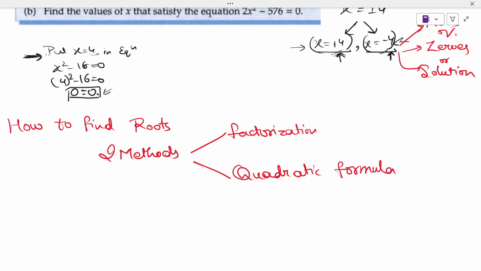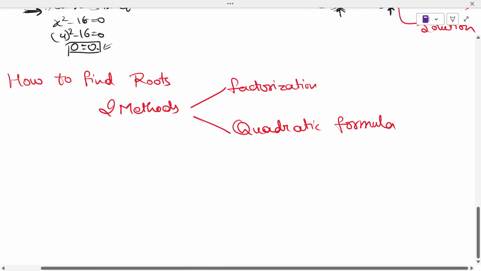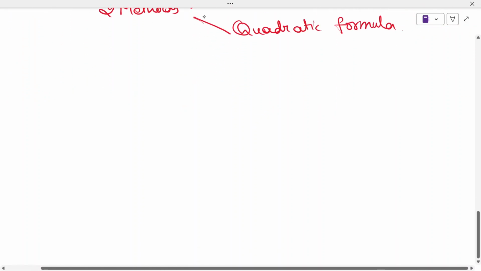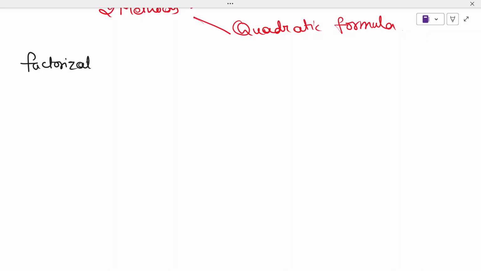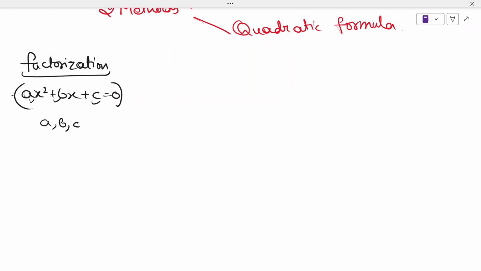Now first let's understand what the factorization method is. I am writing a general form for a quadratic: ax square plus bx plus c equals 0. This is the general form of a quadratic. Now a, b, c are the coefficients of this equation, and x is a variable. Now factorization consists of 4 forms.